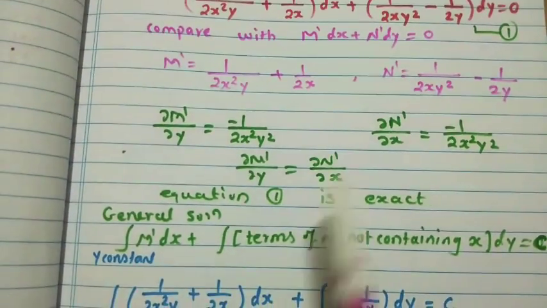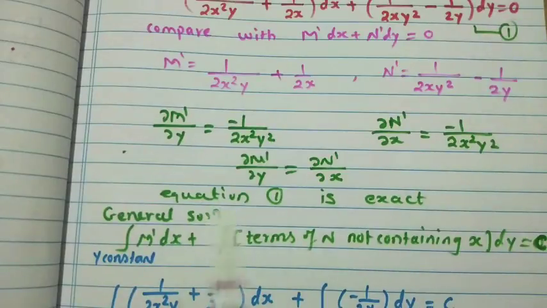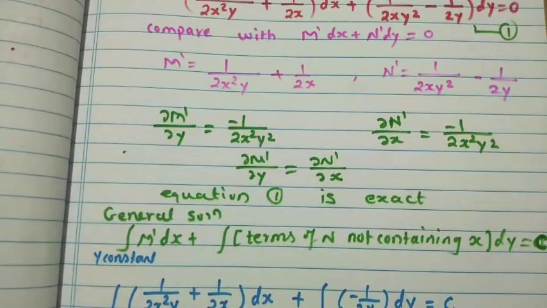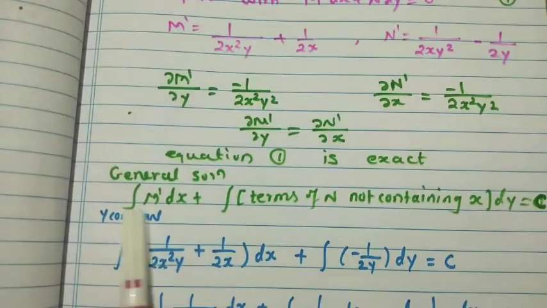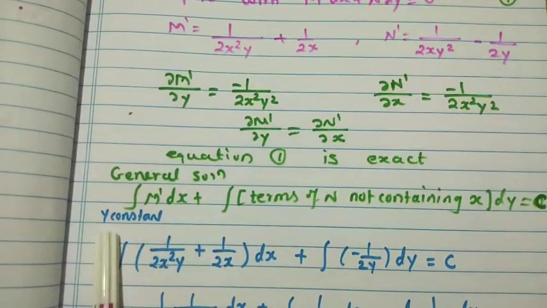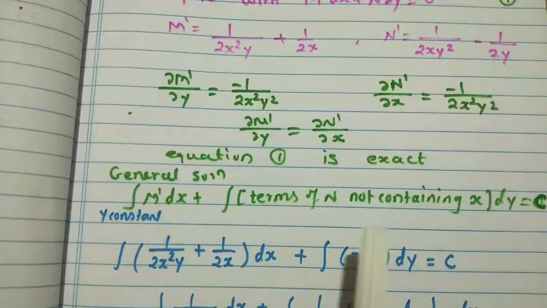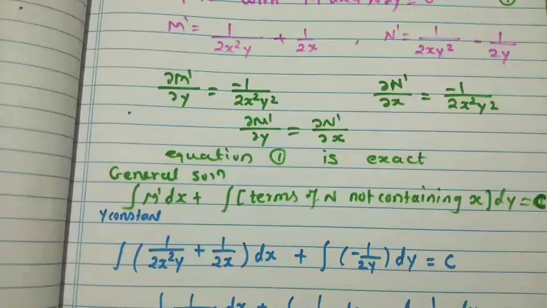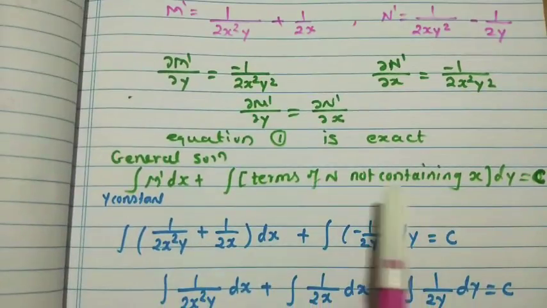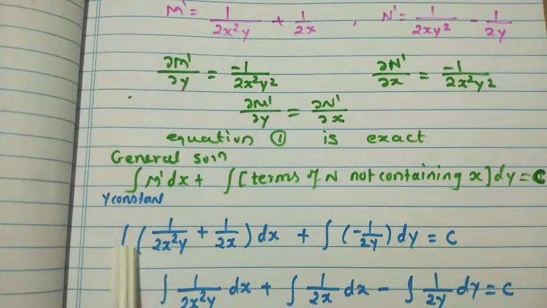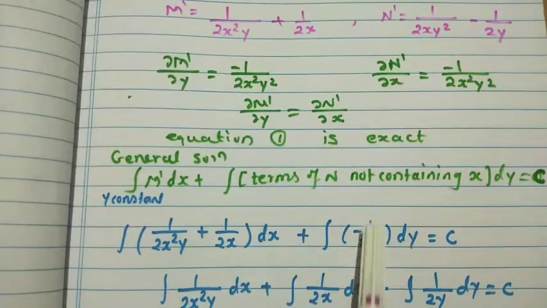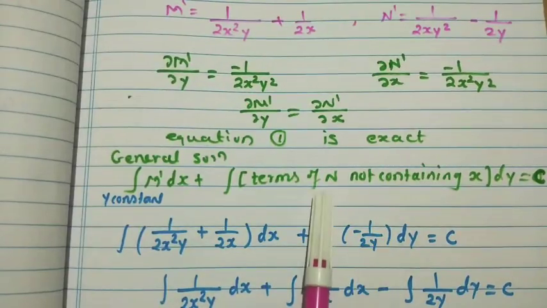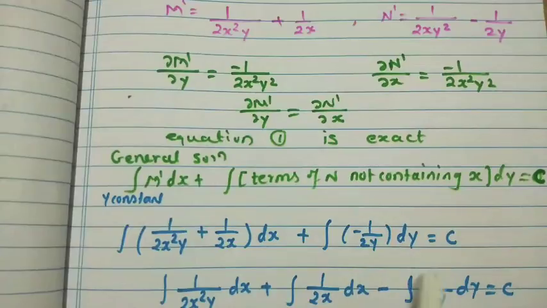This means equation 1 is exact, and the general solution is integration of M dash dx keeping y constant plus integration of terms of N not containing x dy equal to c. This is the general solution. Now put M dash and N dash here, taking only the terms of N not containing x. So integration of (1 upon 2x square y plus 1 upon 2x) dx plus the term in N not containing x, which is minus 1 upon 2y dy, equal to c.